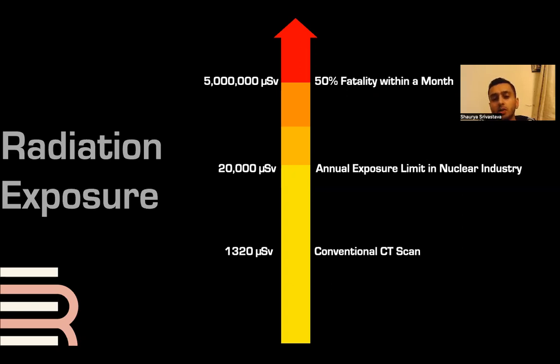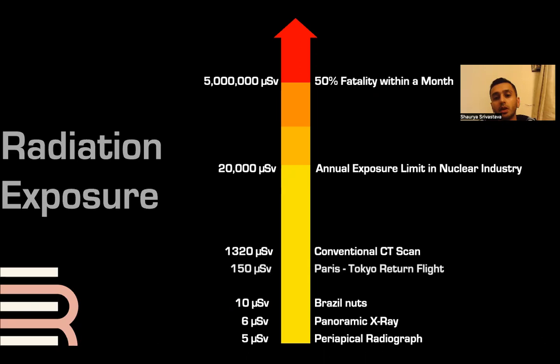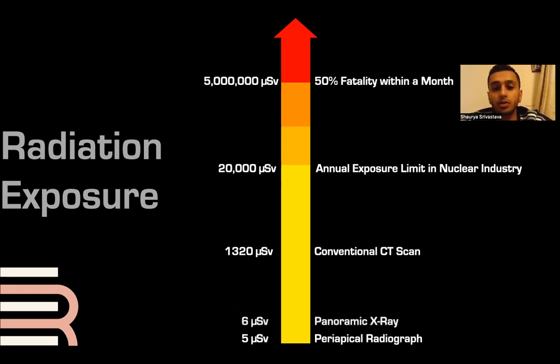It's quite negligible, because if you look at the parameters on this chart, if you take a periapical radiograph, you're going to be exposing the patient to about 5 microsievert. If you take a panoramic X-ray, that's a DPT or an OPG as many may call it, that's 6 microsievert. A bag of Brazilian nuts, which is radioactive, is 10 microsievert. A lovely summer trip from Paris to Tokyo or vice versa, return flight, is 150 microsievert. Then you have a conventional CT scan: you're going to be exposed to about 1,320 microsievert.